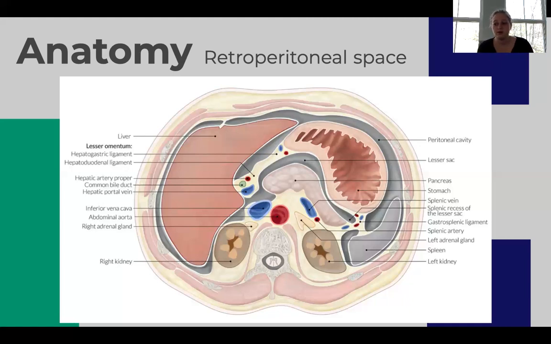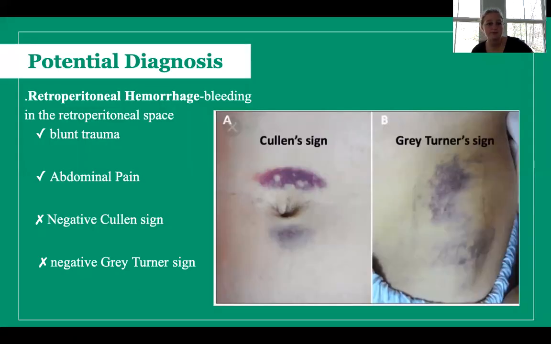So there's lots of important circulatory structures in the retroperitoneal space, which is why it'll be important to make sure that the patient does not have any problems involving the retroperitoneal space. And it is very possible with the pain that he's experiencing.